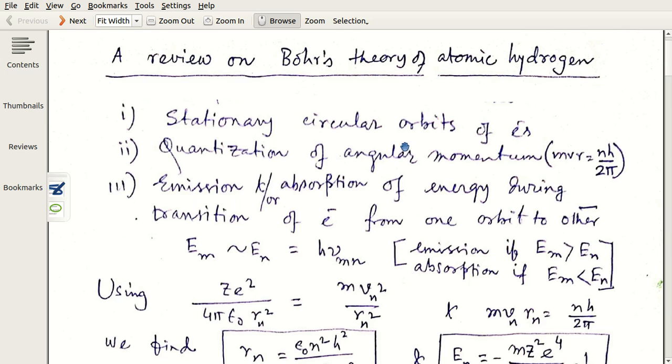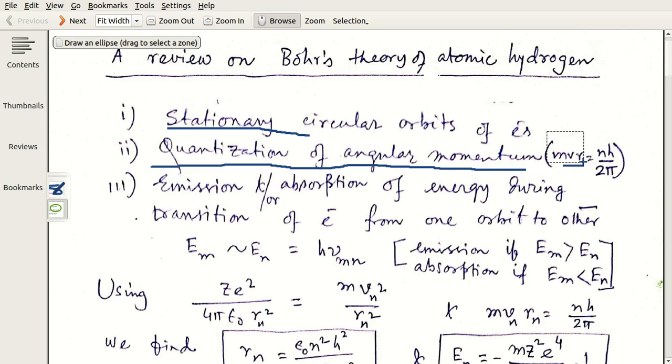Not any orbit, some particular orbits are allowed where the electrons will not radiate energy, and those orbits are known as stationary orbits, as you know. Bohr quantized the angular momentum. Electrons will move around some particular orbits in which the angular momentum of the electron, which is mvr, will be an integral multiple of h by 2 pi. That means n into h by 2 pi, where n is an integer.